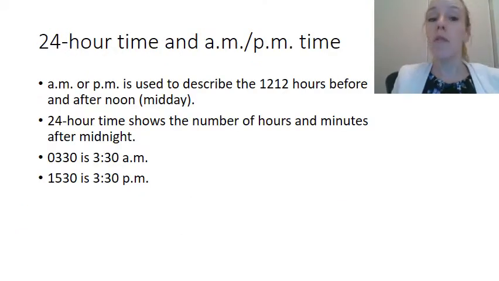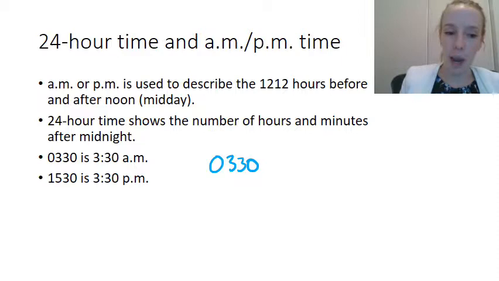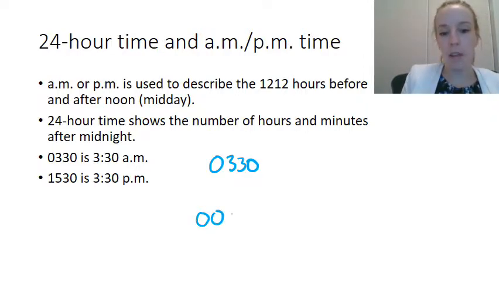Okay, so 24-hour time and AM and PM time. So AM and PM time is used to describe the 12 hours before or after noon, which is midday. And 24-hour time shows the number of hours and minutes after midnight. So for instance, if you were to write 0330, that's 3:30 AM in 24-hour time. Or 15:30 is 3:30 PM, and it's just showing how many hours it is after midnight. So midnight would obviously be 0000 because it's 0 hours after midnight.